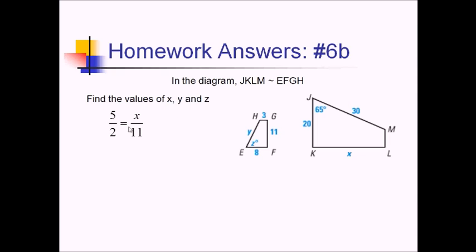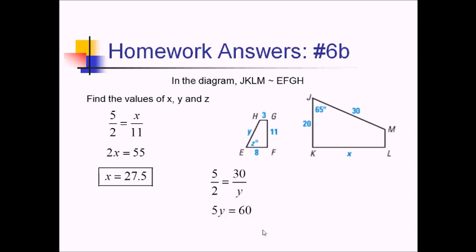Cross-multiplying, we've got 55 equals 2x. Dividing by 2, we have 27.5. All right, let's figure out y. So y is in the smaller shape, and that corresponds with this 30 side. So we can say 30 over y equals our scale factor of 5 over 2. So then that would be, let's see, 60 equals 5y, so y equals 12.